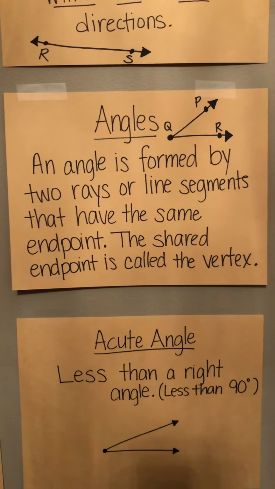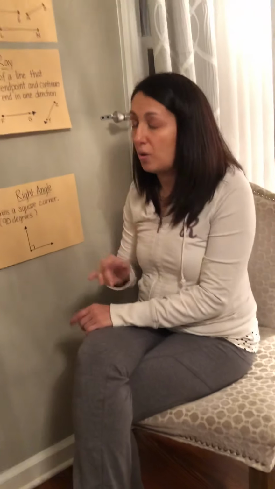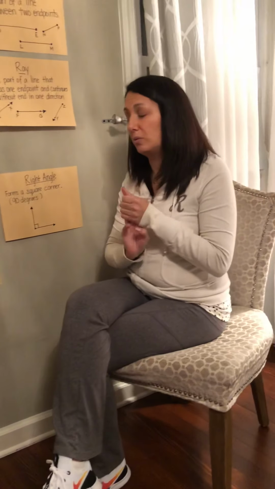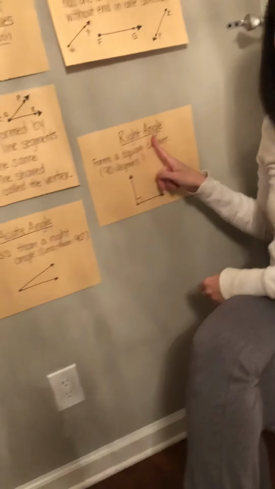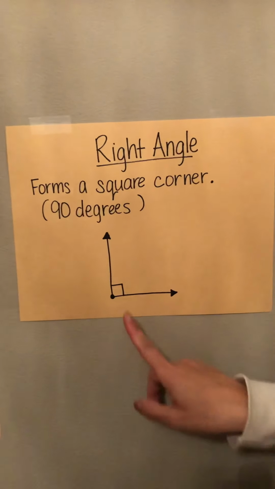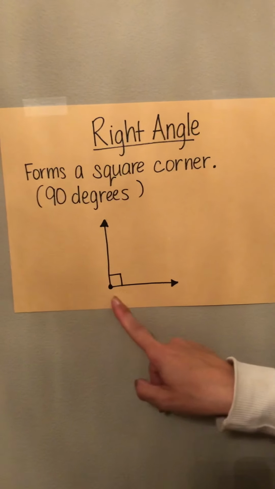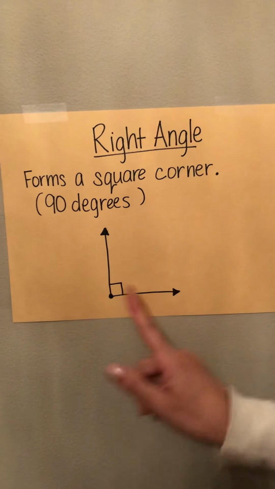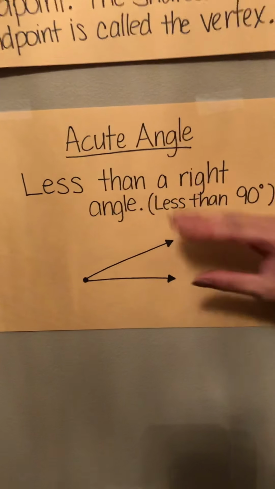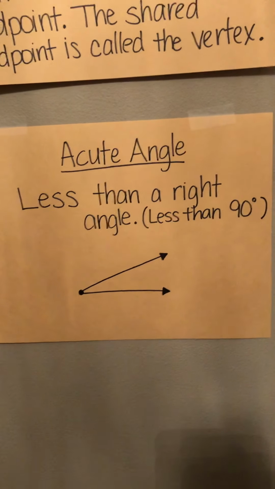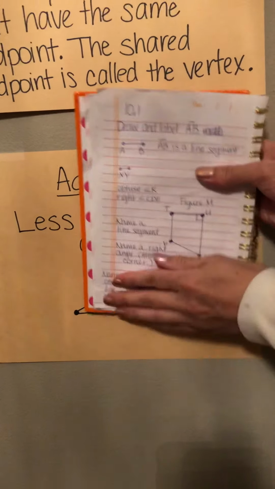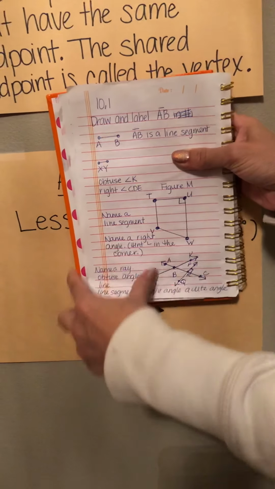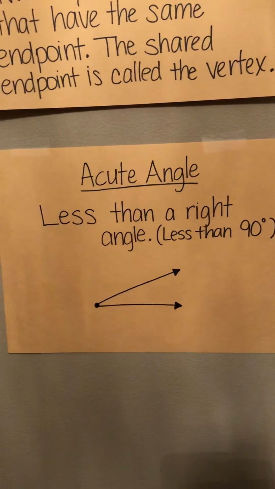So when we're talking about classifying triangles by the size of their angles, we need to know the three important angles that we learned yesterday. We need to remember the right angle, and remember a right angle forms a square corner. The little hint that always tells you is that it has a little square in it, and that tells us that it's a right angle. An acute angle is an angle that is less than 90 degrees. So if I put my square to this, it is smaller than the square. That makes it an acute angle.